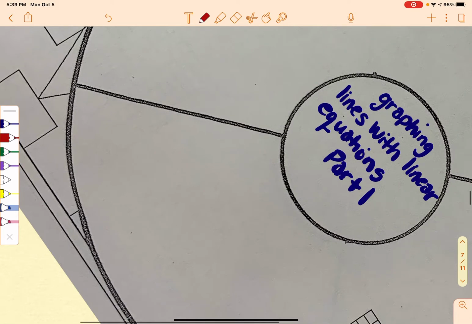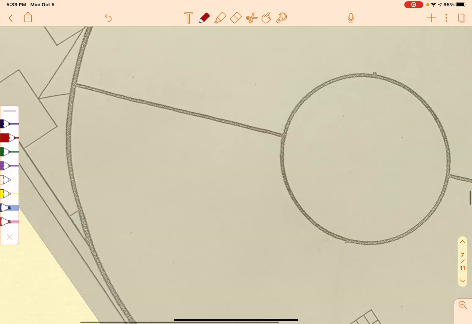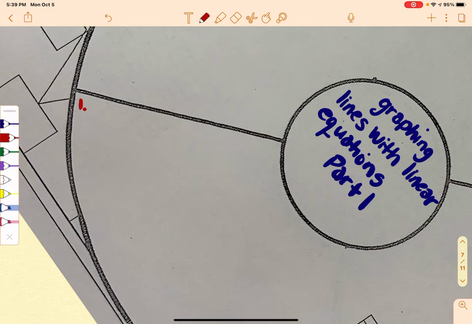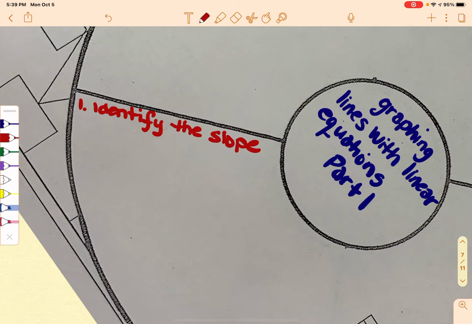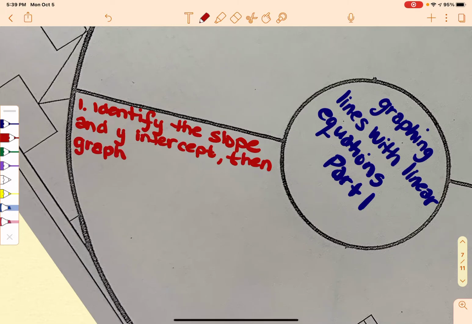So here's my first one. So number 1, we're going to identify the slope and y-intercept, and then we're going to graph. So the equation I have is y equals 1/3 x plus 4.